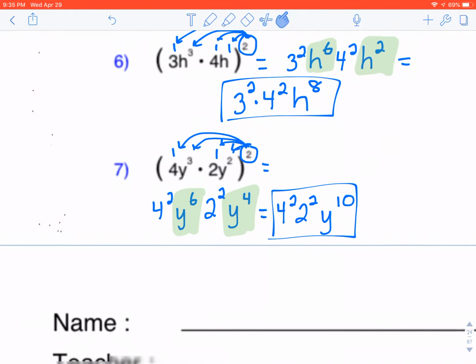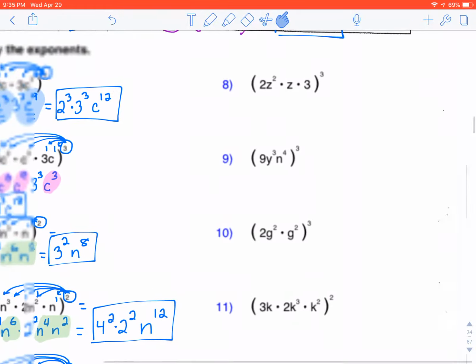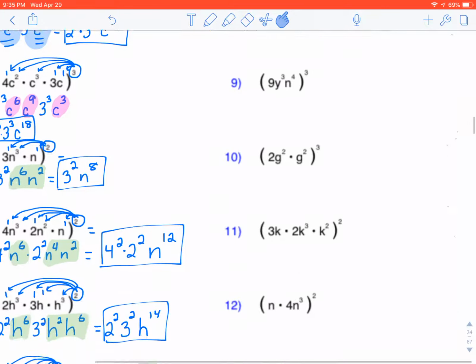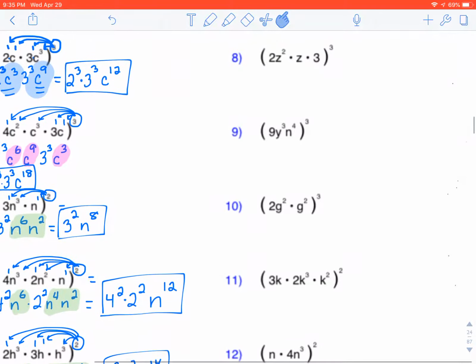All right, so if you have questions on 1 to 7 and I didn't answer them, please email me. Let's look at a few more on the next column. I won't do all of these. Let me see which ones are harder. Actually, these ones are probably a little bit easier than the ones we just did.